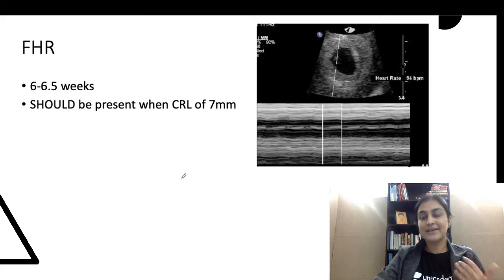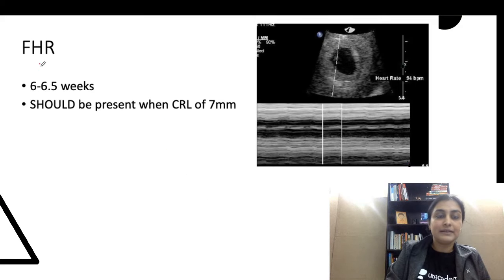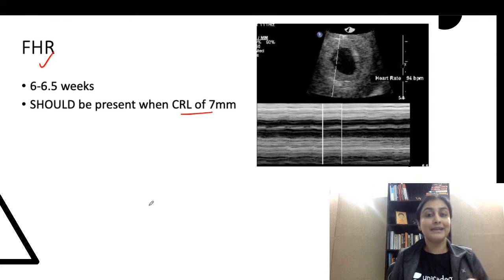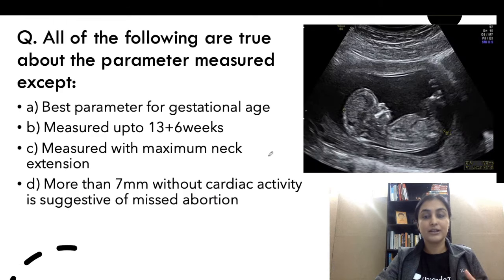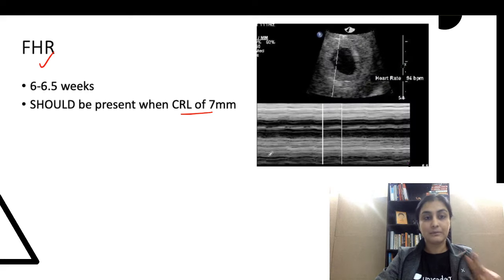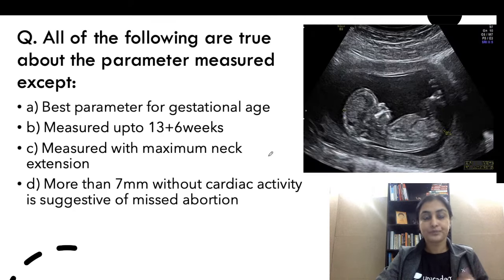Now, what was next due to appear? The final thing that you have to see is the fetal heart rate. Alright, and the fetal heart rate should be present when the crown rump length reaches 7 mm. Very important. So this has to appear once the crown rump length reaches 7 mm. Otherwise, again, this denotes early pregnancy failure. Alright, so these are two very important signs that we will be consolidating again.